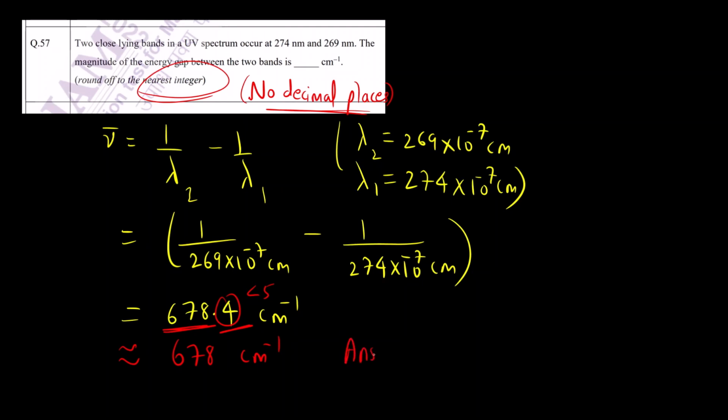If you see the range, what is the range they have given? 670 to 685. So 678 comes in between 670 and 685. So this is the correct answer.